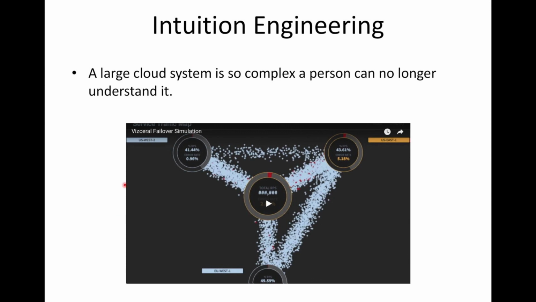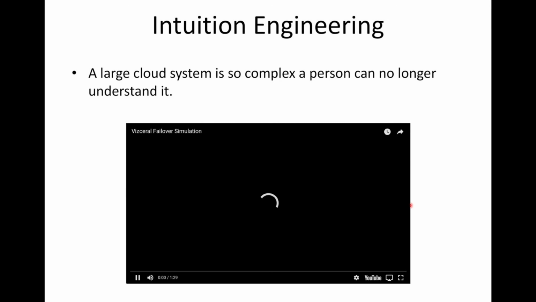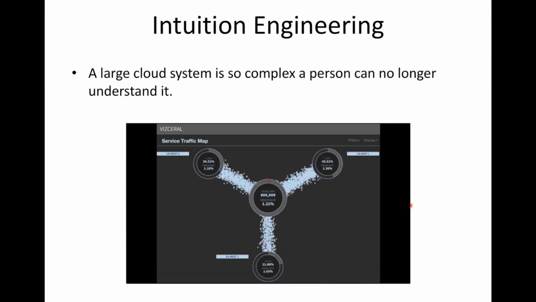And here's a video of a tool called Visceral that was developed at Netflix. The idea is that this is showing traffic flowing between multiple AWS regions, and they're going to simulate the failure of one of those regions. And so an engineer could be looking at this simulation, and they could see what is going on in real time in their traffic, in the network. And you can clearly see that something is going on, that traffic is now being shed from one region, and it's transitioning over to another region. So that region has just failed, and now the traffic is being handled by the other two regions.